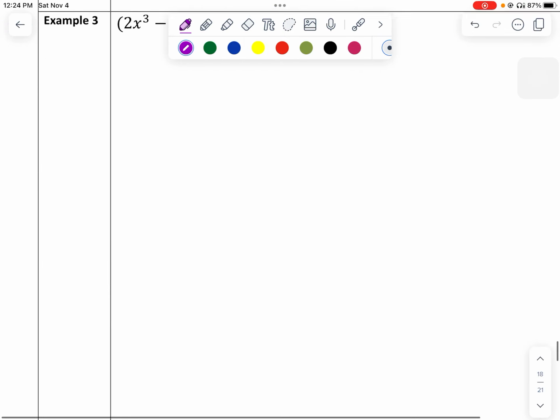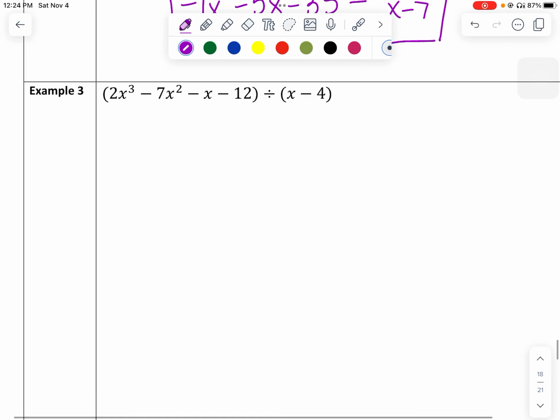I'm going to do one more with synthetic division. So this is 2x cubed, x squared, x, 12, so it's in the right order. I'm going to solve for x minus 4, so x equals 4.